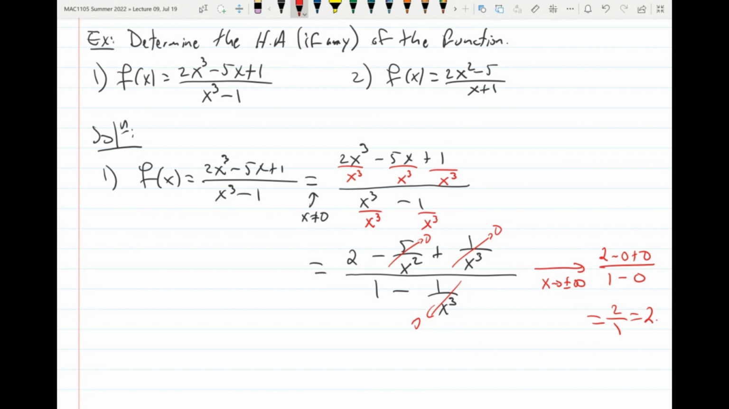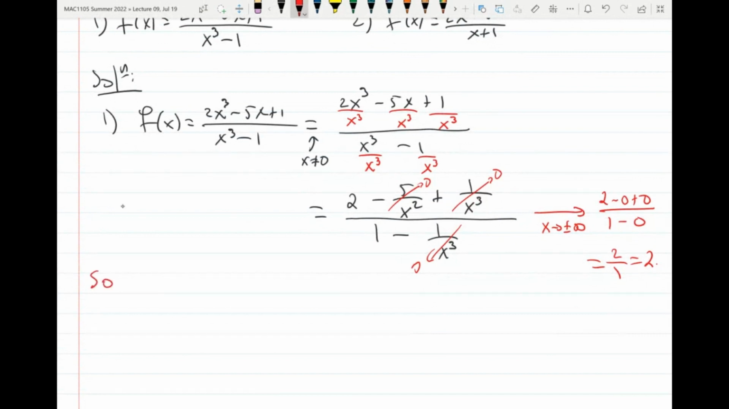Questions? So what is this telling you? Do we have a horizontal asymptote? The line y equals 2 is a horizontal asymptote. In this case, it doesn't matter whether you do positive or negative infinity, the same outcome happens, because all of these little fractions go to 0. So we get exactly the same thing. Okay, so that was number 1.